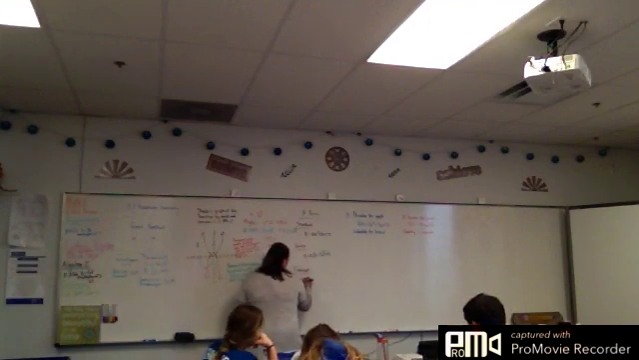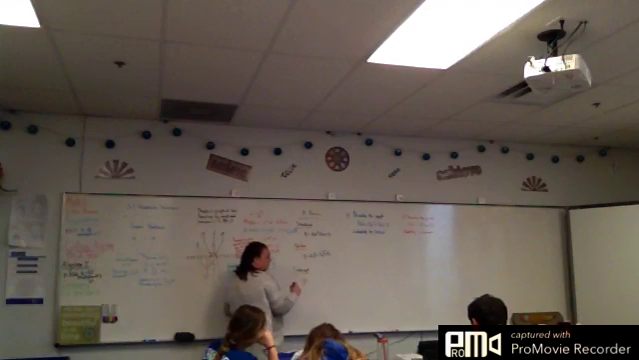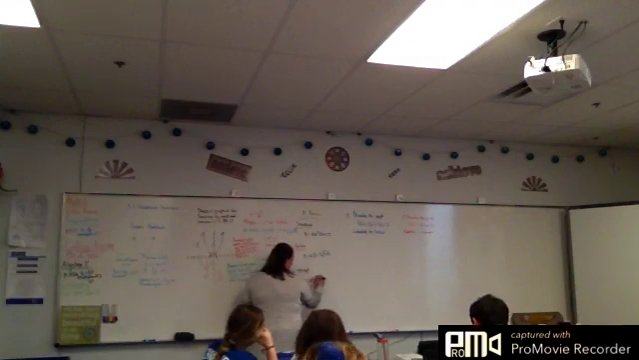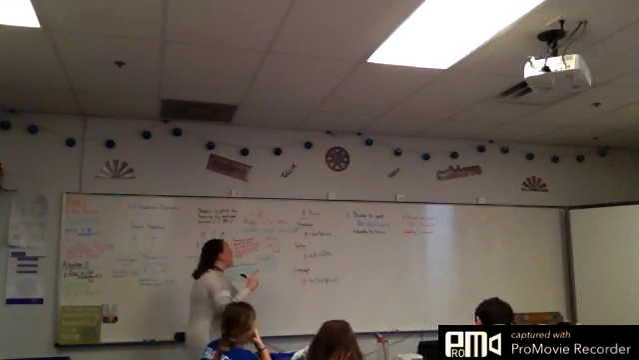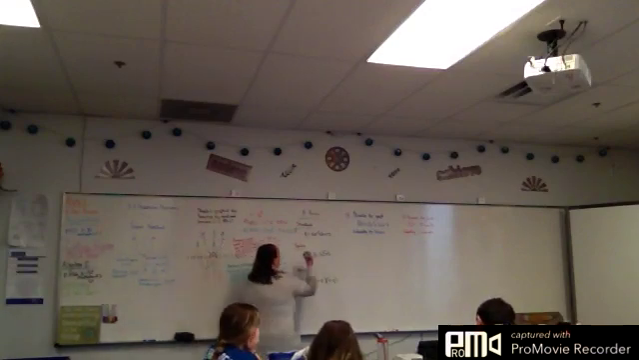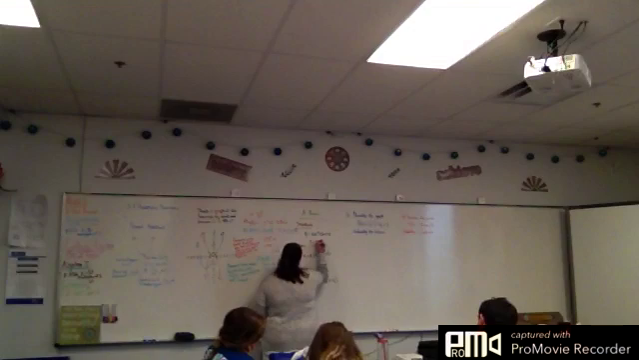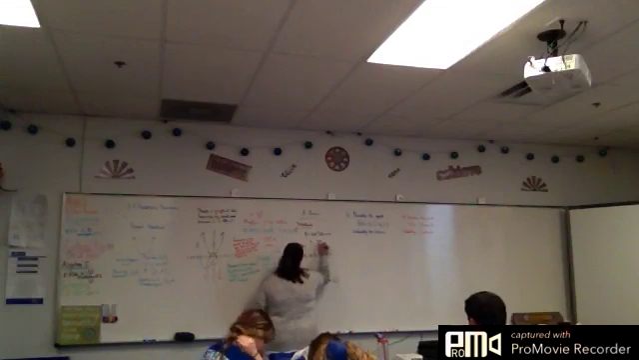What's intercept form? Y equals a times (x minus p)(x minus q), because those are your x intercepts. Now, for standard form, to find the vertex, we use the opposite of b over 2a to find the x of the vertex.